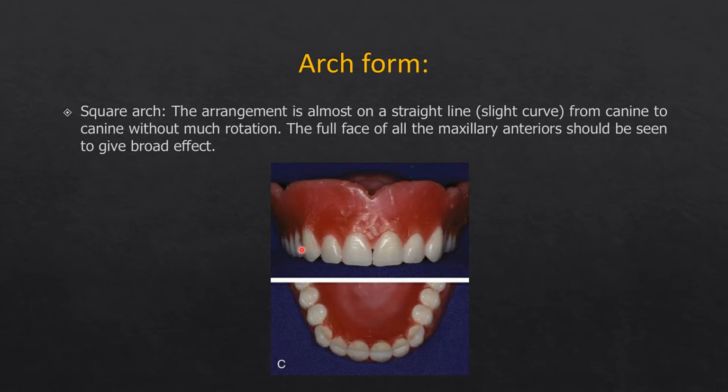That is, there is only slight curvature of the maxillary anterior teeth. The curvature is very gentle, as if the maxillary incisors are set in a straight line, that is from canine to canine, without much rotation. The full face of the maxillary anterior teeth is visible when the patient smiles, giving a broad effect. This is generally for older individuals, especially males.